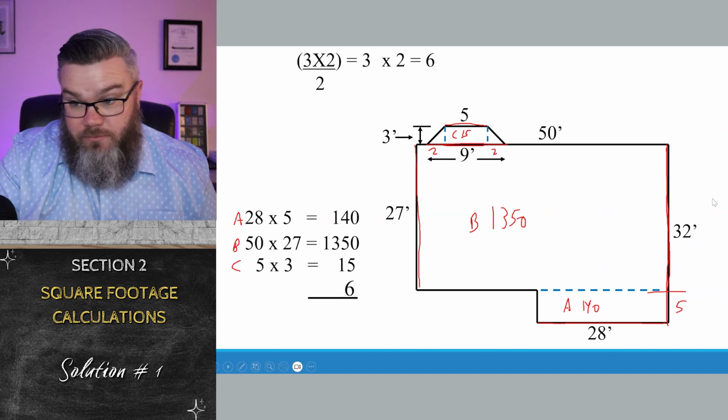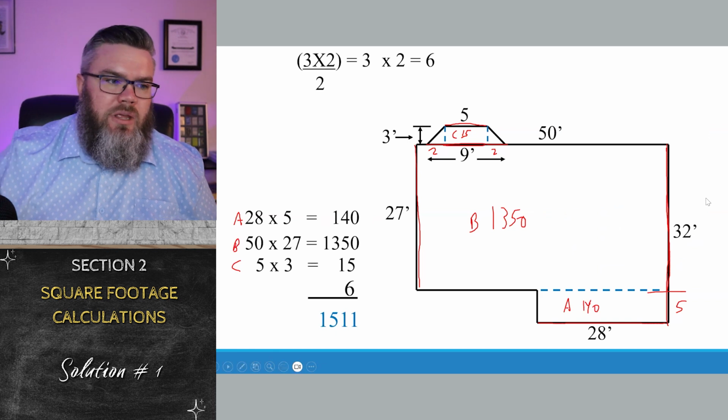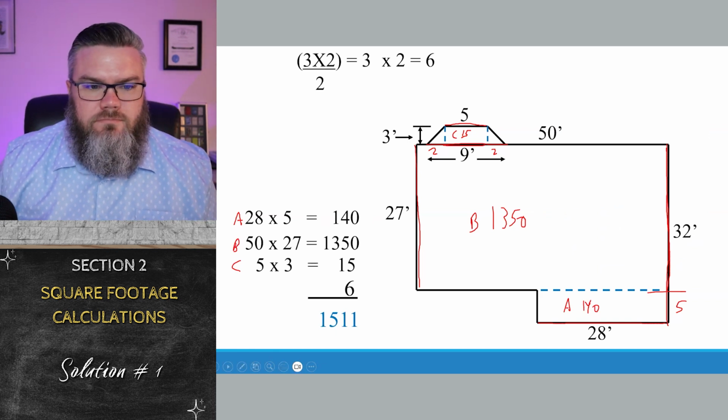And so if you itemize that, you know you got everything, it's 1511.